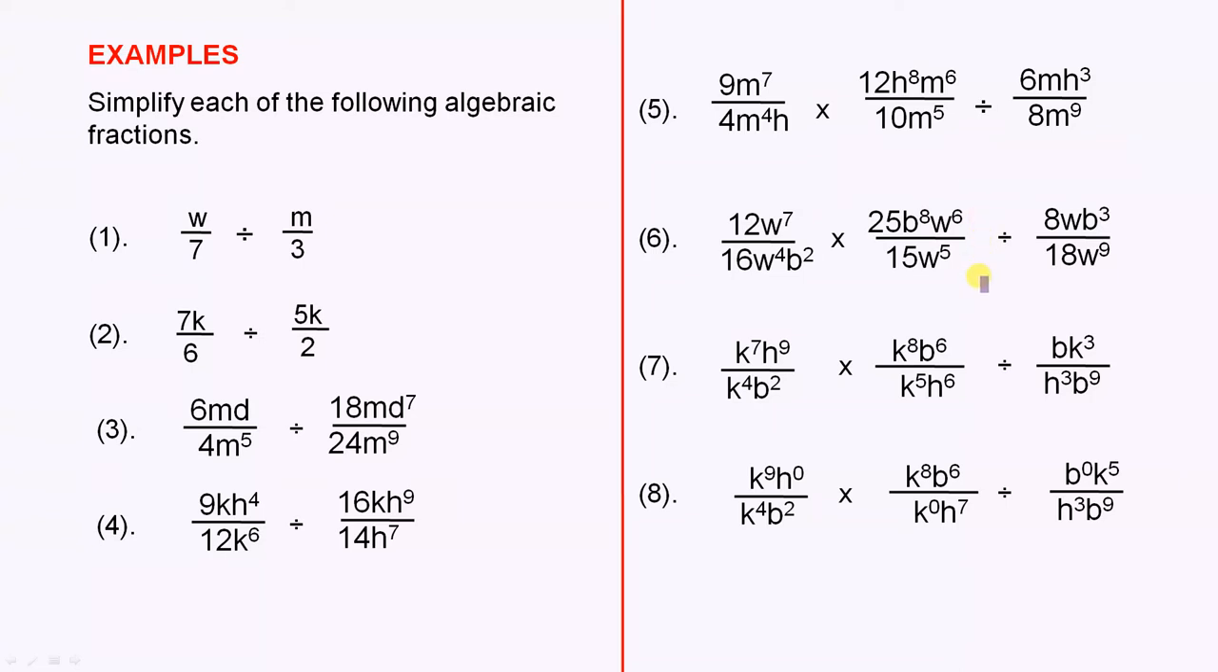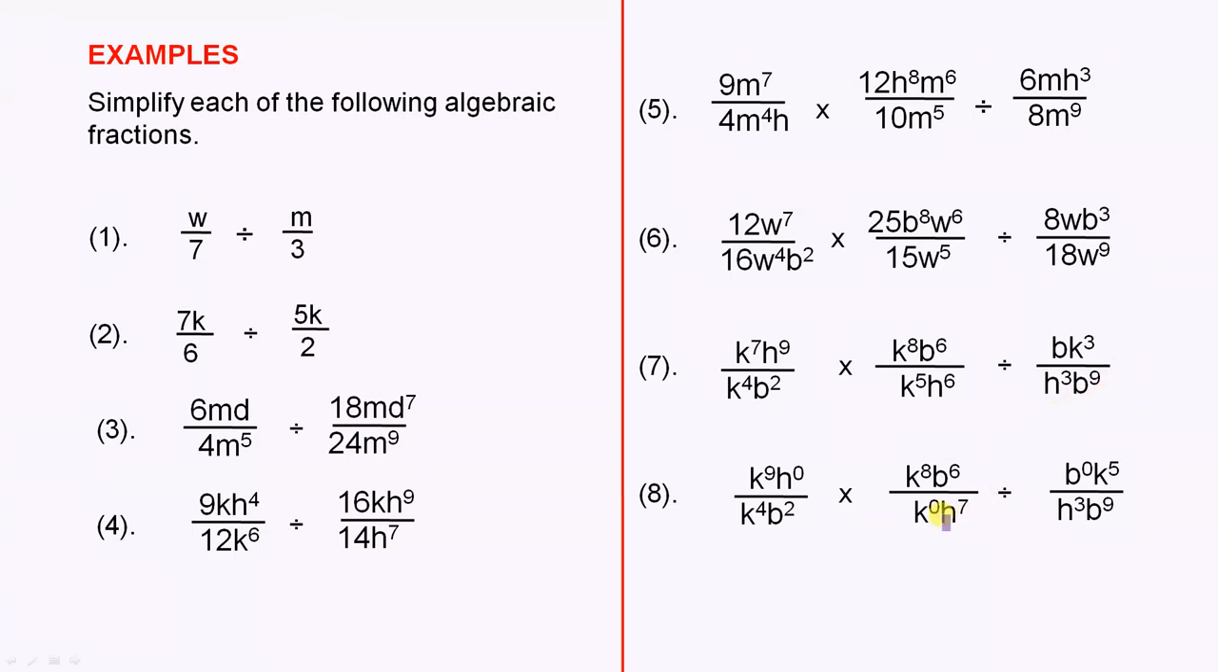When we get down to the last four, they're a little bit more involved because you have three algebraic fractions. However, you'll notice here we have a division sign. So for each of these examples, change each of these division signs to a multiplication sign and turn the last fraction upside down. Multiply the numerators and denominators together, and then simplify.